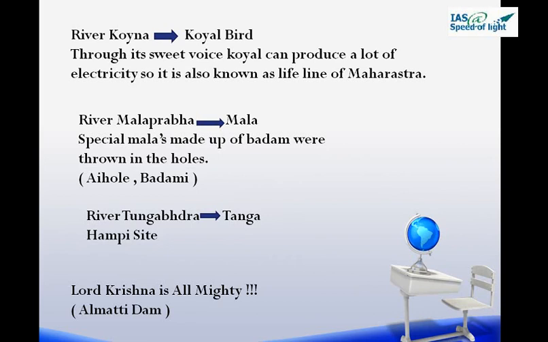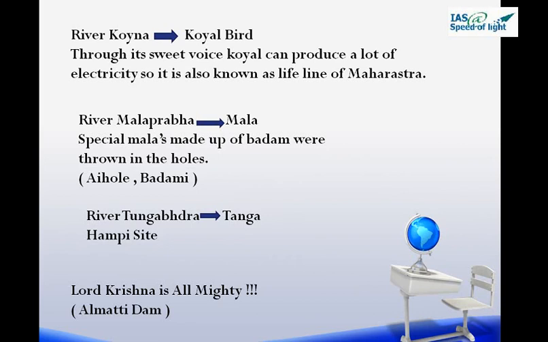River Tungabhadra, or Tunga, we relate with Tanga, and this river passes by the Hampi site. Hampi, again, is a very famous site, famous for the Vijayanagar kingdom. It is in Karnataka. So the Hampi site, we relate it with Tanga, or from Hampi, it is Humpy and Dumpy. So Humpy Dumpy, they are driving the Tanga.